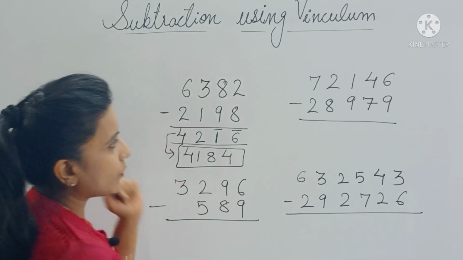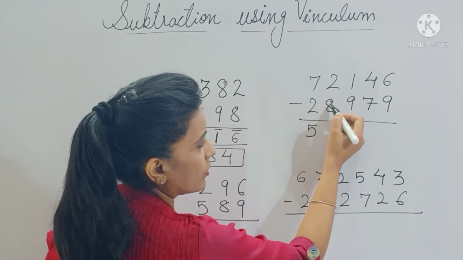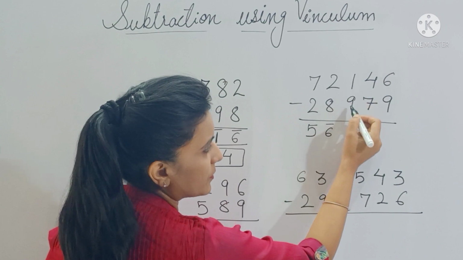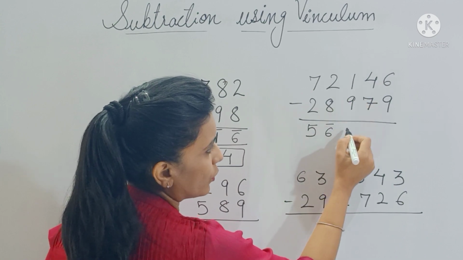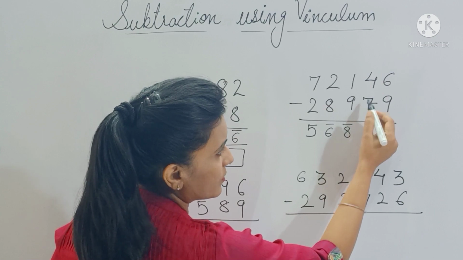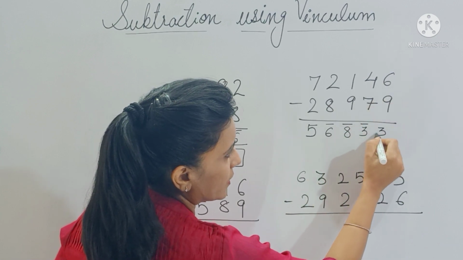So let's do one more problem. 7 minus 2 is 5. Subtraction is not possible. So you get bar 6 here. Here also subtraction is not possible. So you get 8 bar. Here again subtraction is not possible. So you get 3 bar. And again here you get 3 bar.